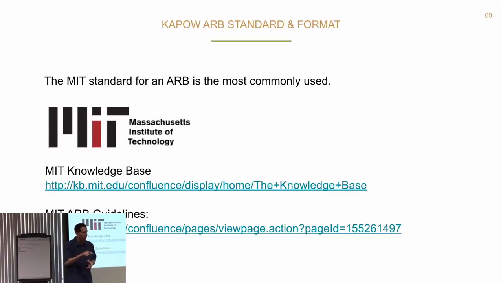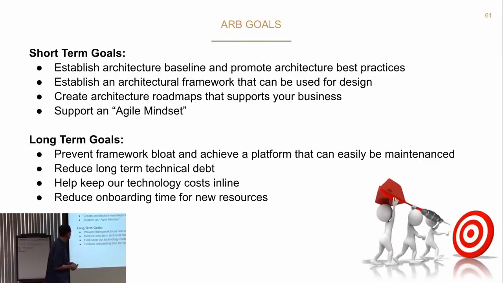The big question mark is, what are you doing during all that? Well, it's a lot of stuff we just talked about. These are our ARB goals. They sound a little corporate-ish, but these are actually taken right out of the MIT portion. Short-term goals: you still want to create this agile mindset and create architecture roadmaps that support your business. Long-term, prevent framework bloat and achieve a platform that can be easily maintained.